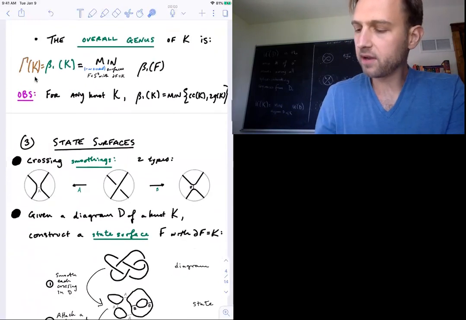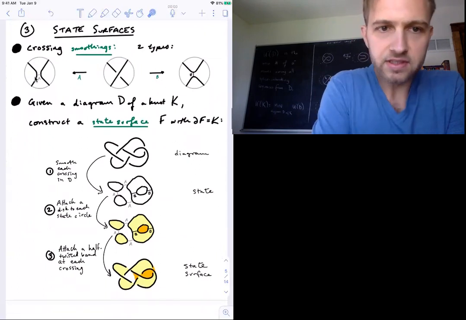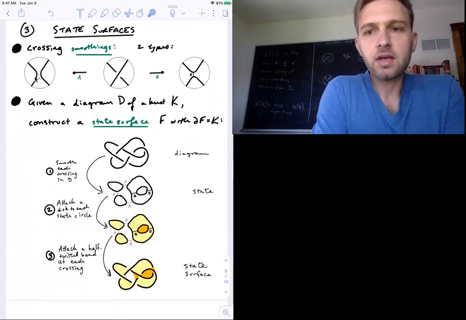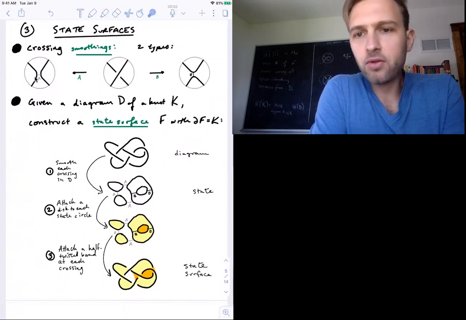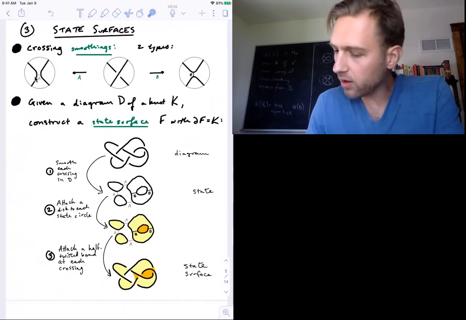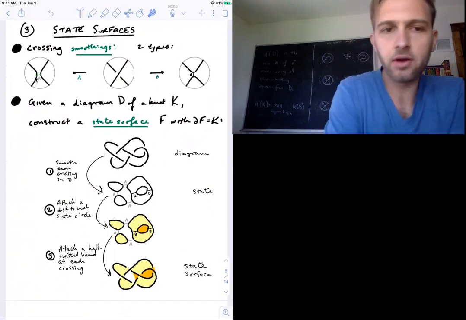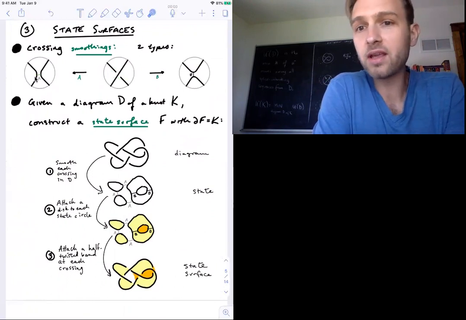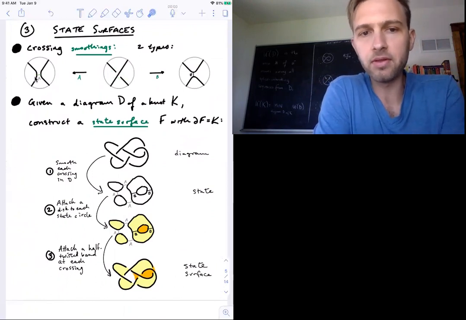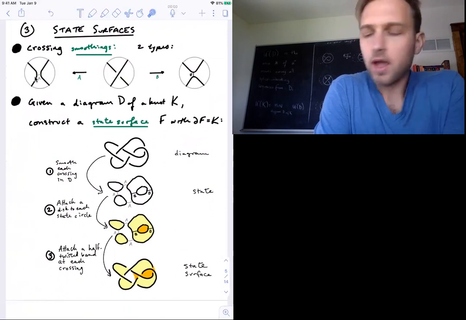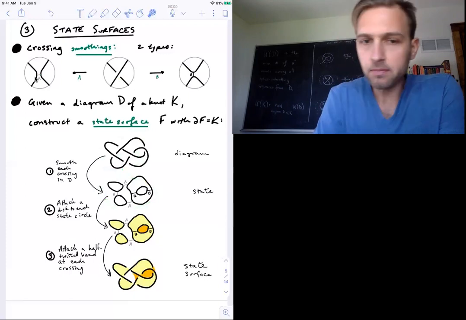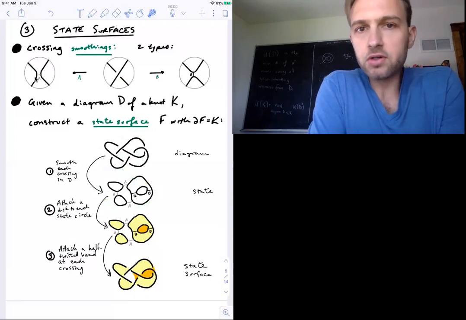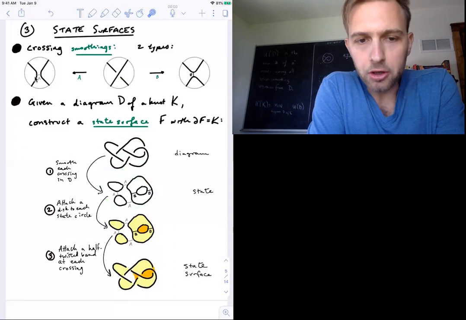Okay, next thing I want to review is state surfaces. For state surfaces, first thing you want to do is smooth every crossing in the diagram. And smoothing is like a splice, except after you get rid of the crossing, you want to keep track of the fact that there was a crossing there by drawing in an arc, and you want to keep track of the over-under information by labeling the arc with an A or a B. After you take your diagram and you smooth every crossing, you get what's called a state, which is a collection of circles connected by labeled arcs.